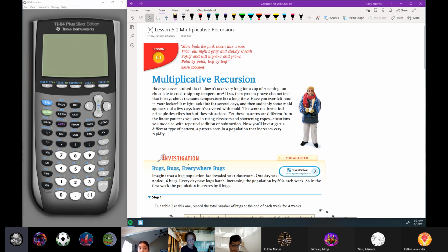Bugs everywhere. Imagine that a bug population has invaded your classroom. One day you notice 16 bugs. Every day new bugs hatch, increasing the population by 50% each week. That's a key thing right there. I think we should probably highlight that. Increasing the population by 50% each week. So in the first week, the population increases by 8 bugs.